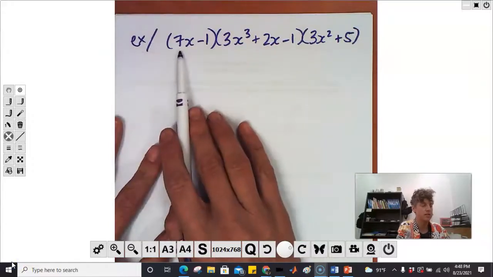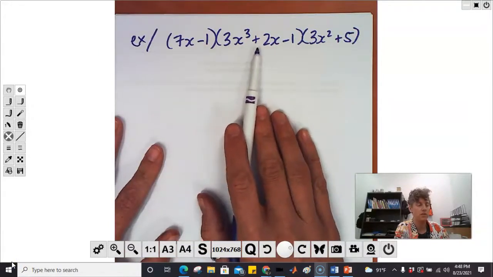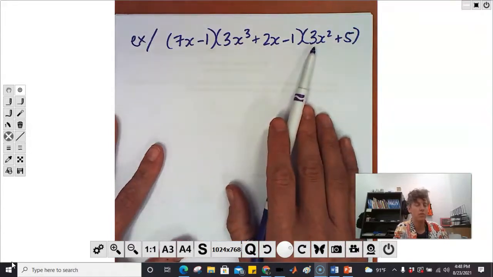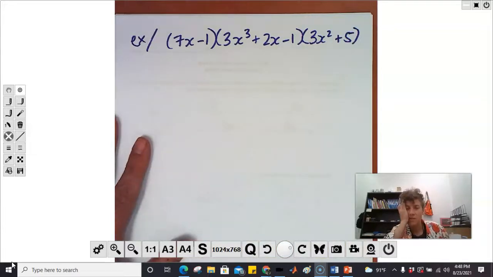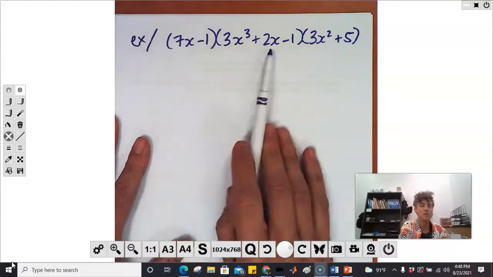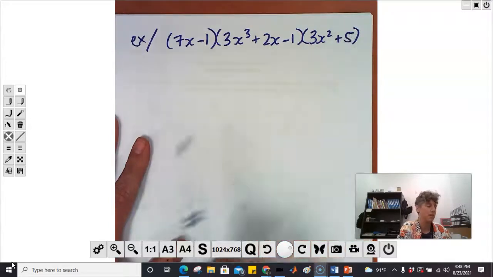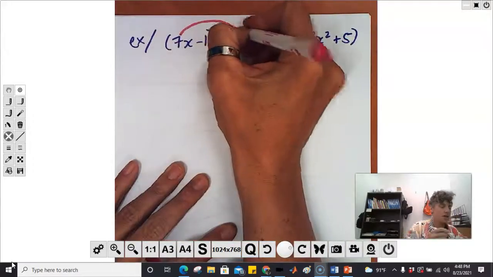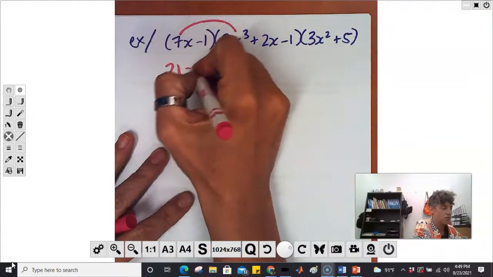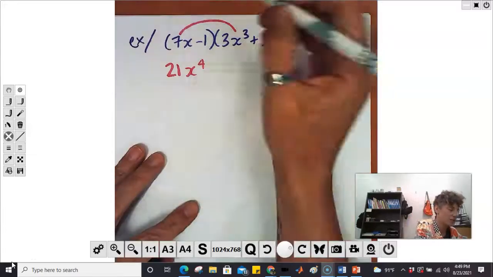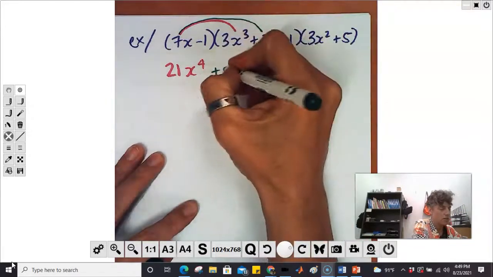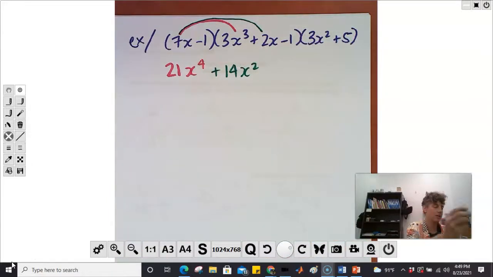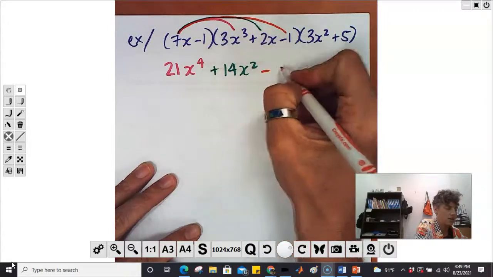Our next example: 7x minus 1 times 3x cubed plus 2x minus 1 times 3x squared plus 5. How are we supposed to do this? Now we've got 3 different sets of parentheses. I wish it was only 2 sets of parentheses, I could do that. Well, let's make it 2 sets. Let's multiply the first 2 together, and then we'll multiply our answer by the third one. So we're going to ignore that last little dude for a minute. 7x times 3x cubed is 21x to the 4th. 7x times 2x is 14x squared. And 7x times negative 1 is negative 7x.